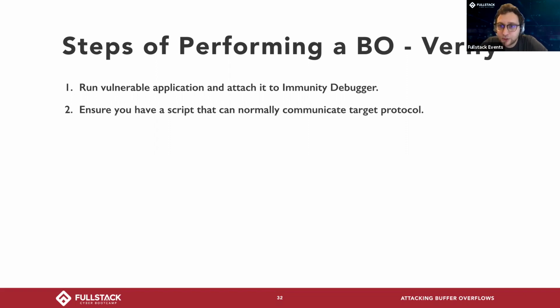Step 2, make sure that you have a script that can normally communicate with the target protocol. So verify that you are able to communicate with the protocol that you're attacking. If it's an HTTP protocol, like a web server, then you want to make sure that you have a Python script that can just normally send stuff at that thing, make a request, whatever it might be.